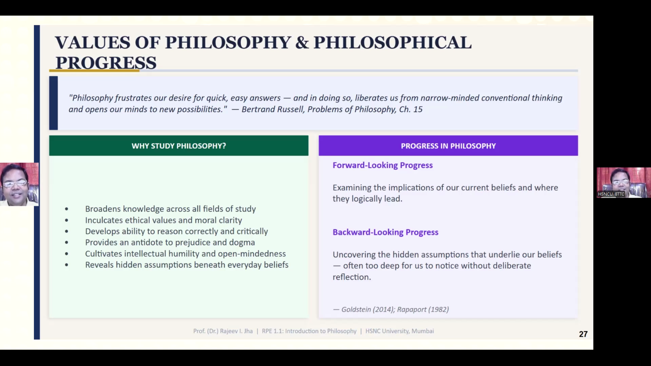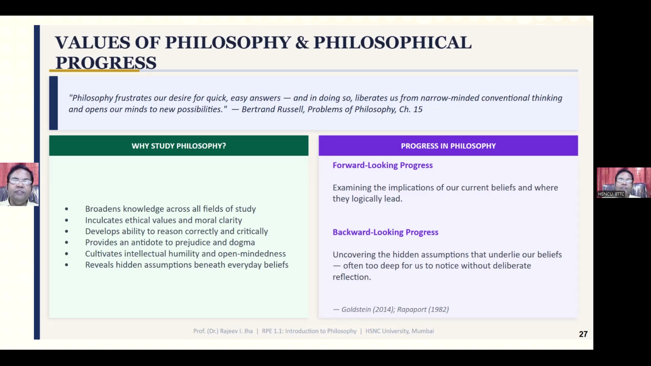For doctoral researchers, both are essential. The PhD itself is a philosophical exercise. Backward-looking, you interrogate your assumptions. Forward-looking, you examine where your conclusions lead. Without both, a dissertation is merely a technical exercise.